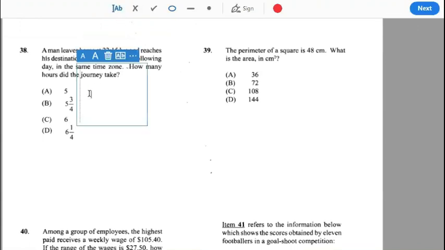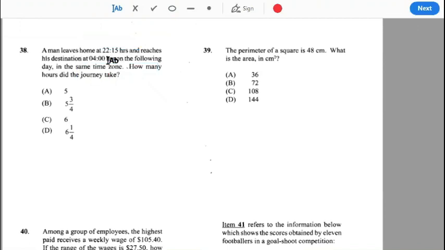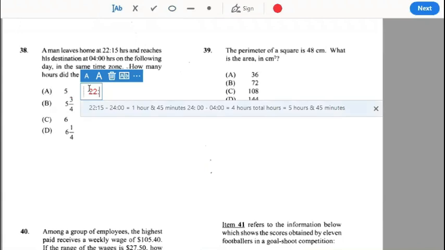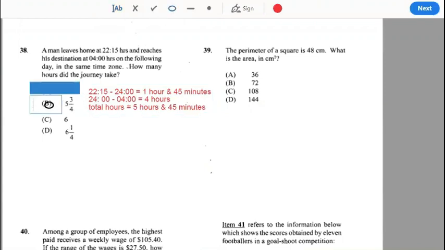Journey. So it is 22. So 10:15 to 12 o'clock is 1 hour and 45 minutes. And 12 o'clock to 4 o'clock is 4 hours. And we add everything to get 5 hours and 45 minutes. So 45 minutes is the same as 3/4, giving 5 3/4. So our answer is B.